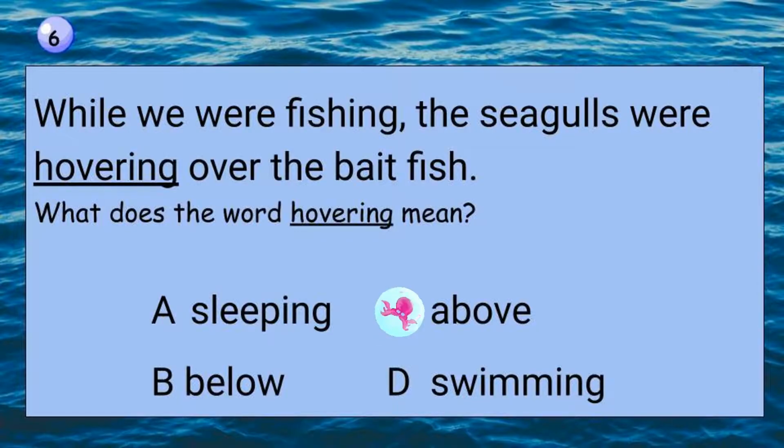The synonym for above would be over. And then when you think about seagulls, they're not sleeping or below because they'd be drowning, and they're not swimming. So the best answer is above. They're up there in the sky, flying high above the ocean.